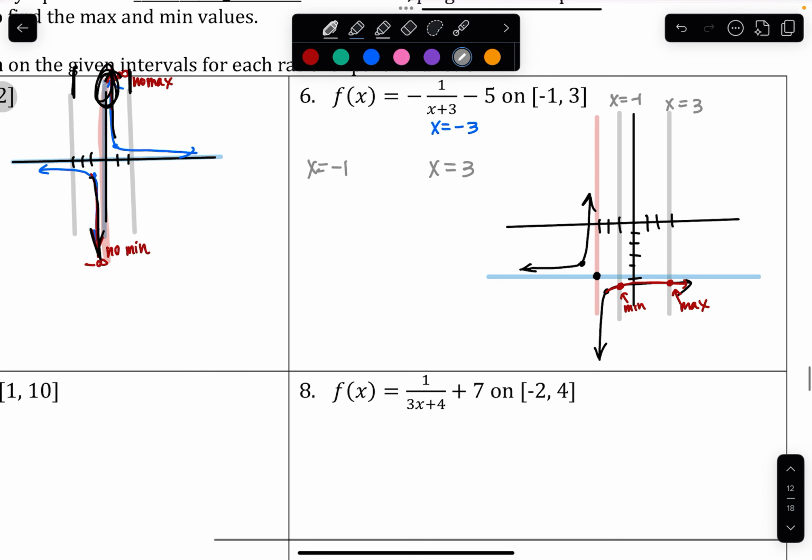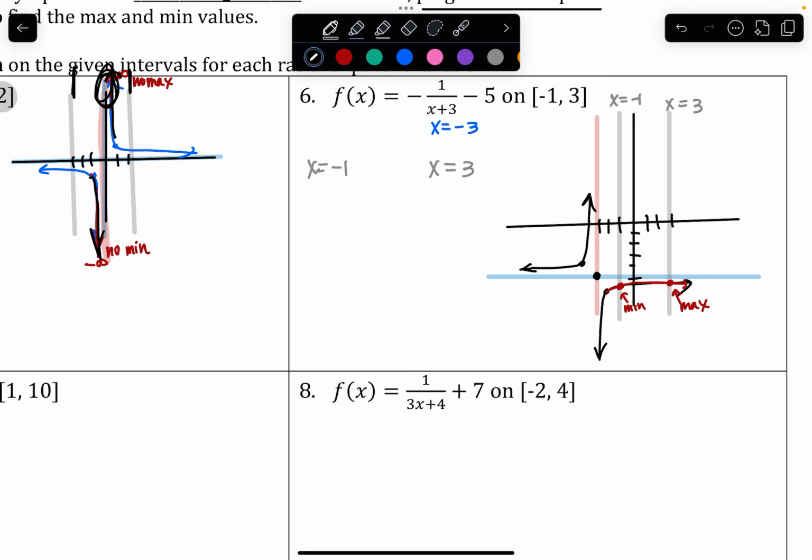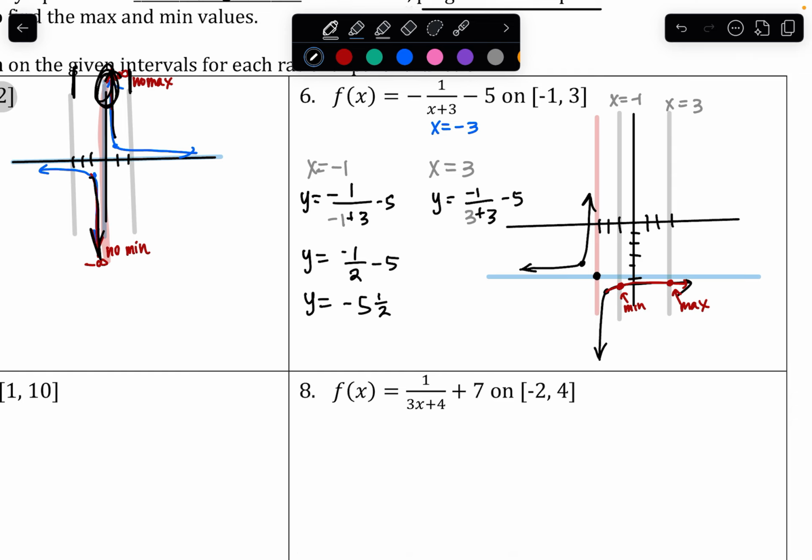So with my function, we have -1 over x plus 3 minus 5. And you can just put the negative on top. X plus 3 minus 5. And we are plugging in -1 for x, and we are plugging in the 3 for x. So here I get -1 over 2 minus 5, which I'll leave as an improper fraction, -5 and 1/2.